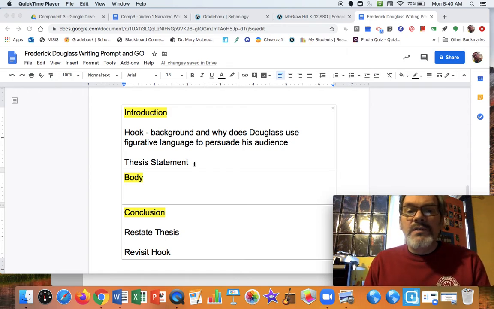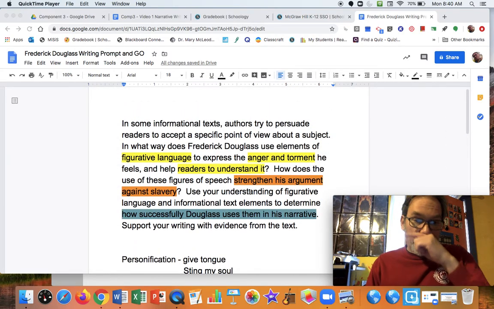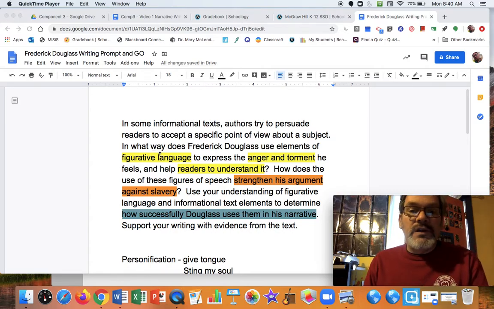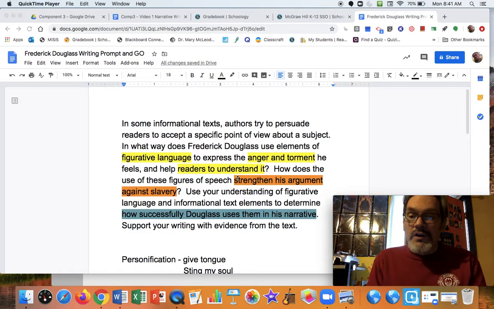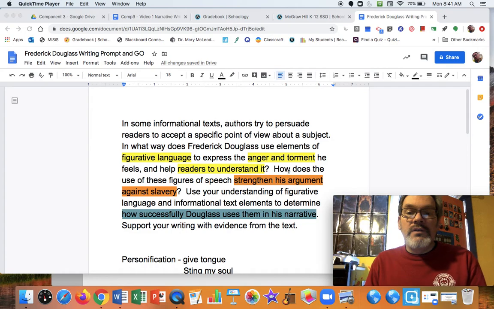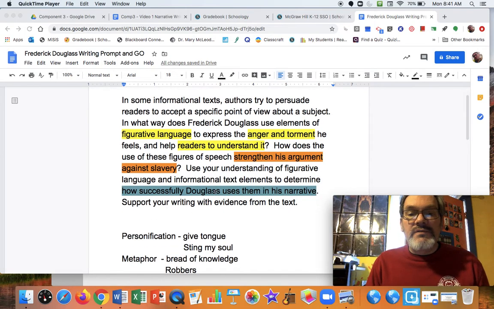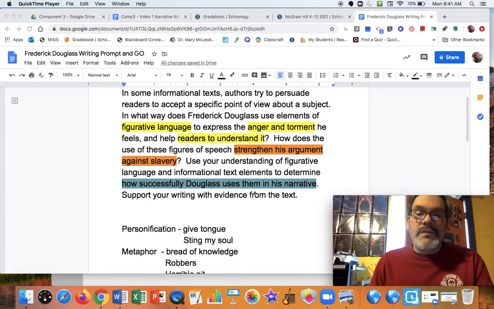And then, of course, your thesis statement comes directly from here. What are you trying to prove? That Frederick Douglass, in his autobiography, used figurative language to express anger and torment to help his reader understand it, and using this figurative language strengthened his argument against slavery. So you're getting it right from here. And notice I'm going to save this blue. That's going to be for my conclusion, to talk about how successful he was.